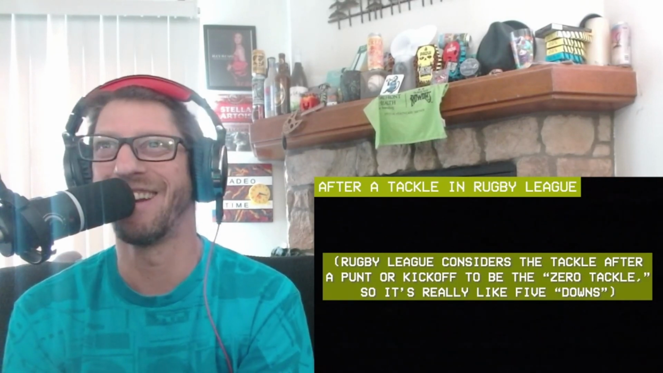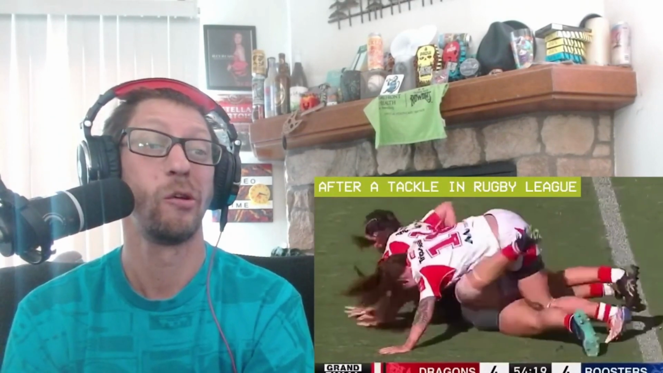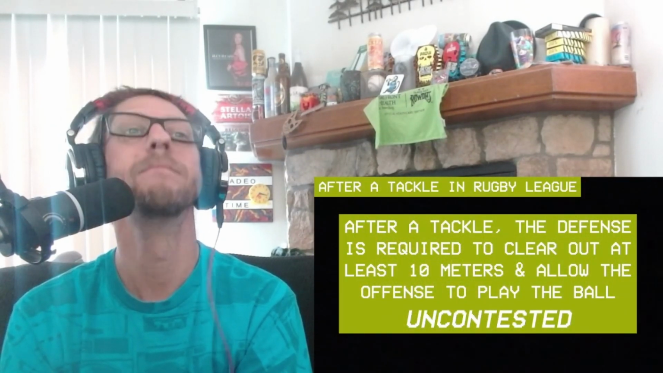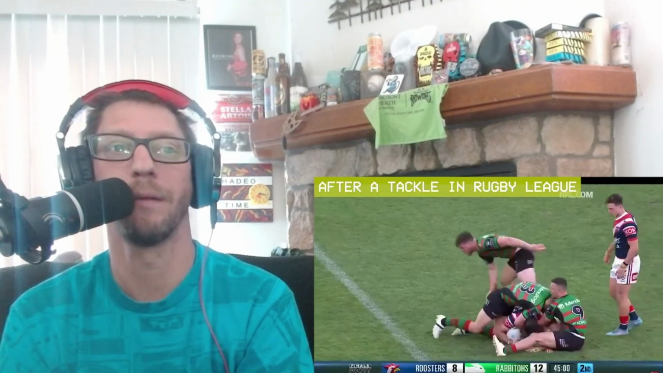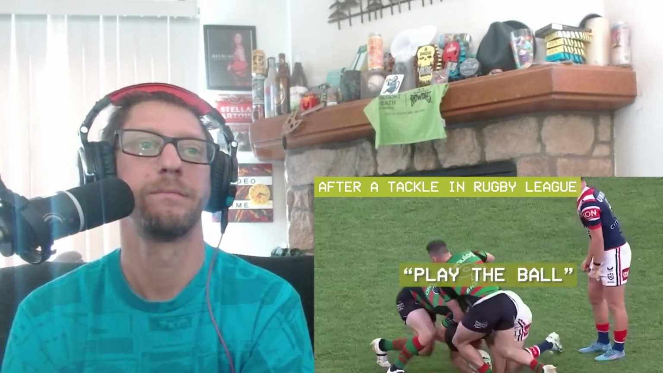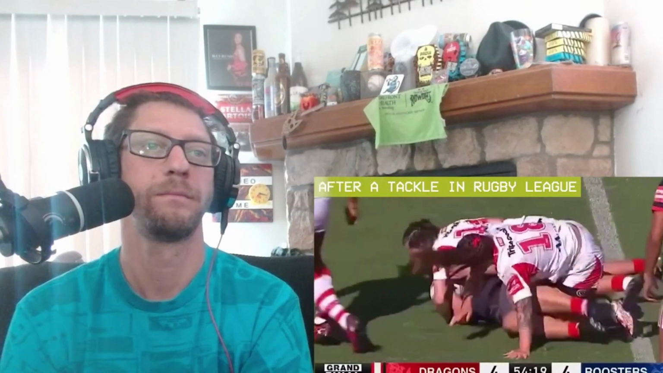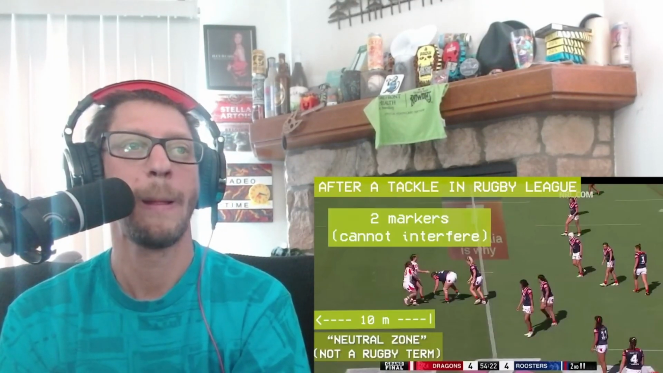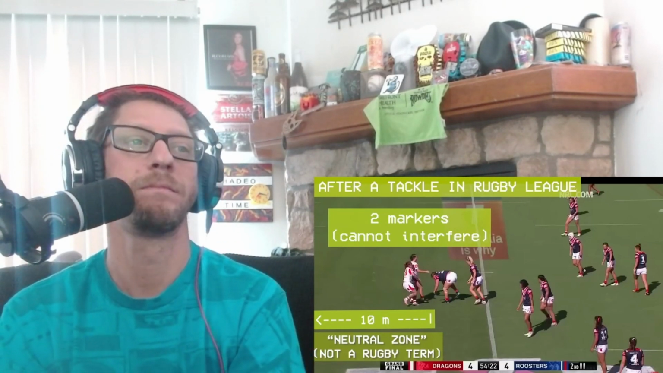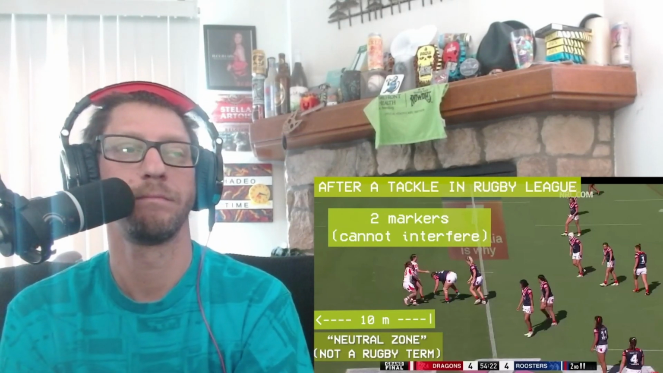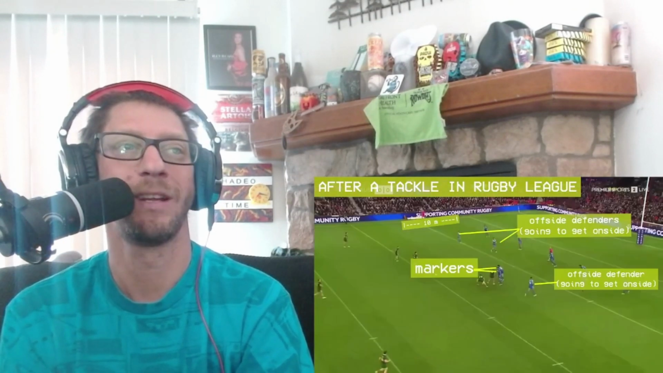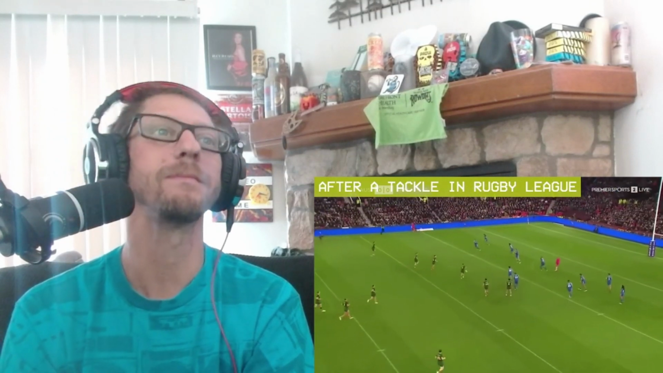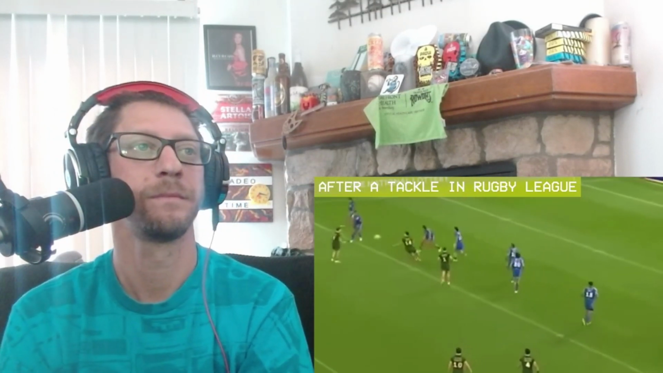Anyway, in rugby league, after the ball carrier has been tackled, the defense is required to clear out at least 10 meters and allow the offense to play the ball uncontested. This is officially called the play the ball. So you can think of rugby league as having a 10-meter neutral zone after each tackle. The exception to this are 2 defenders called the markers who are allowed to be near the ball, but they're not allowed to interfere. So I guess they're there to keep the offense honest. I don't know. Any defensive player besides the markers who's not retreated 10 meters is considered offside. So they have to get onside before they're allowed to affect the game in any way.